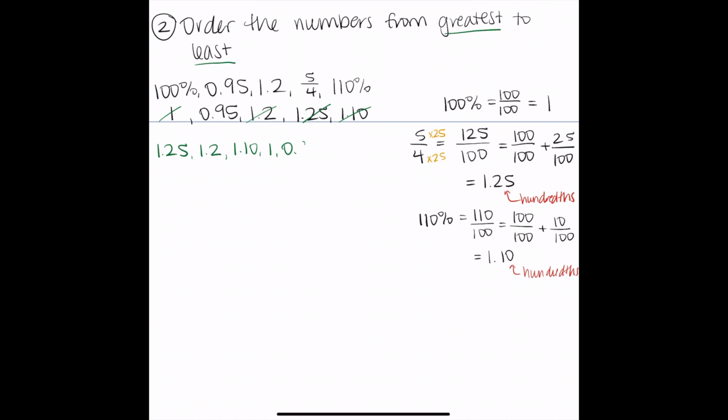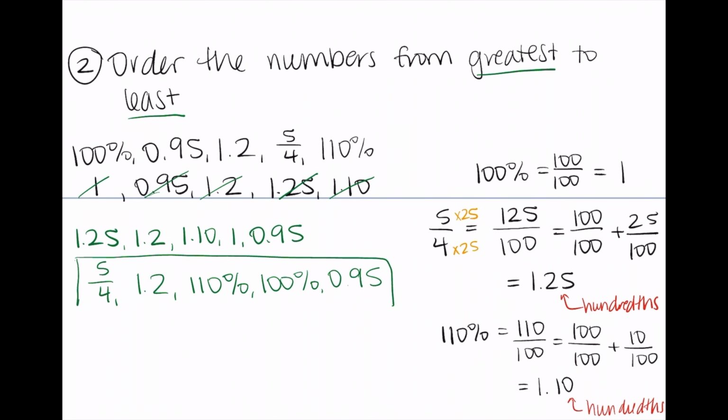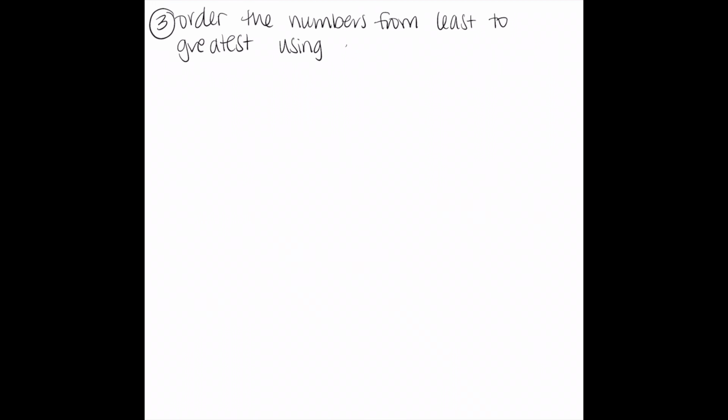So now that we've ordered them, we'll go back through and plug in the original numbers that we were given. The 1.25 was equivalent to the 5/4. The 1.2 was just given to us. The 1.1 was 110%. The 1 was 100%. And then the 0.95 was just given to us. So that would be our answer for number 2.